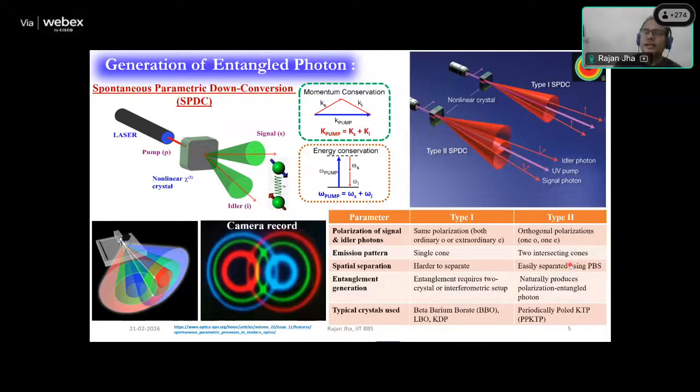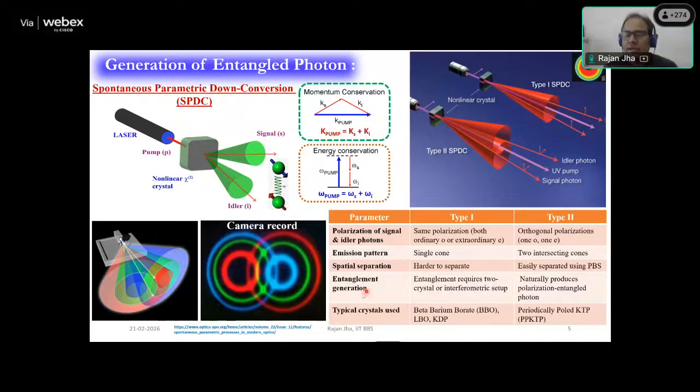And this is exactly where the SPDC type 2 process has the advantage. So you can see that this one has one cone, these have two cones, but you can separate these two cones using a polarization beam splitter. The polarization beam splitter works such that if you incident two different polarizations, it will separate the horizontal and vertical polarization.